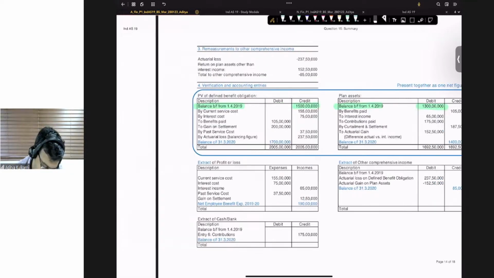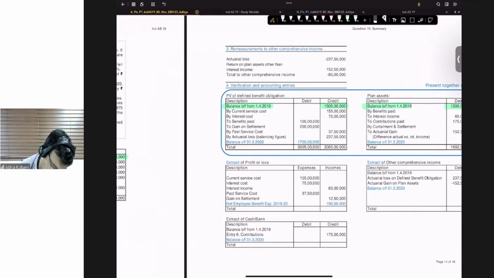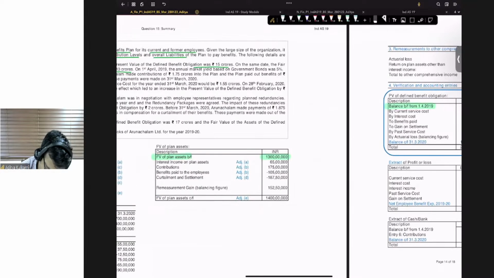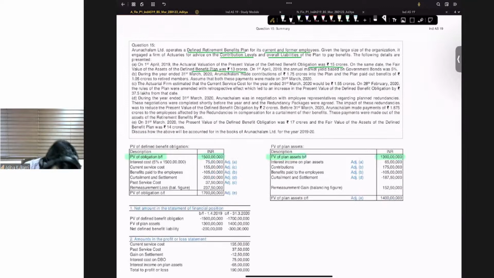Coming to the next part. On 1st April 2019, the annual market yield based on government bonds was 5%.